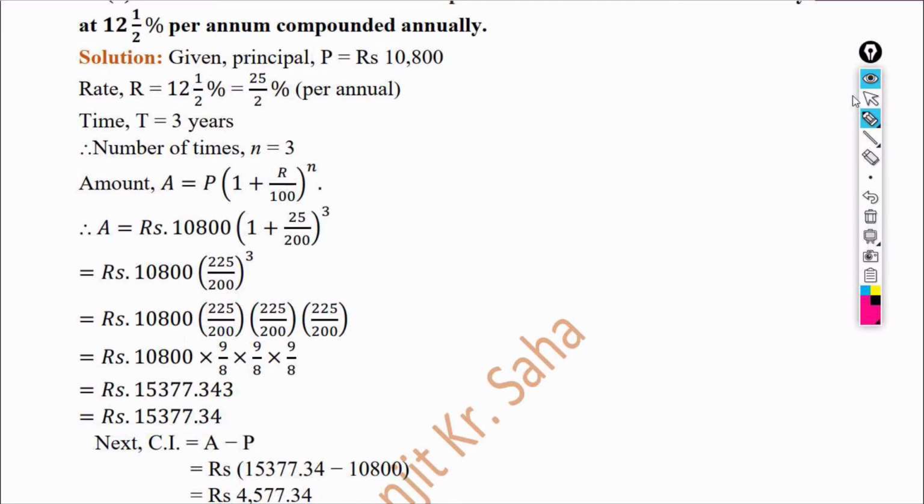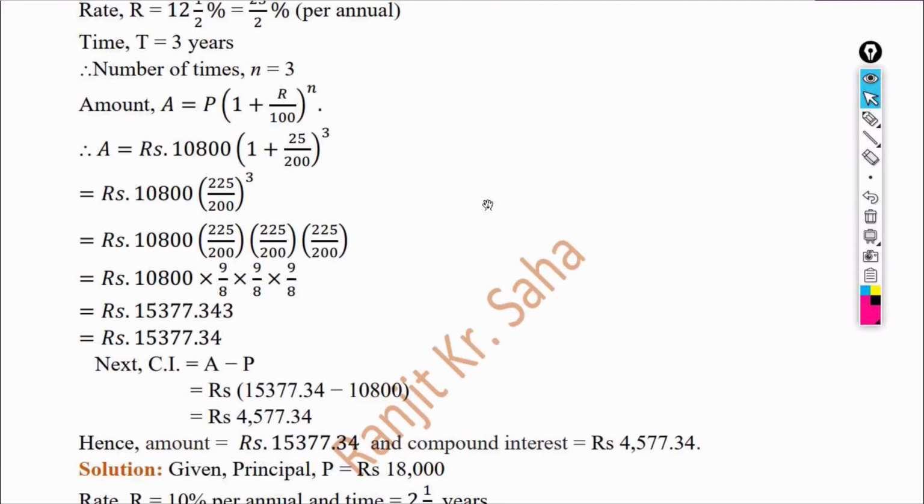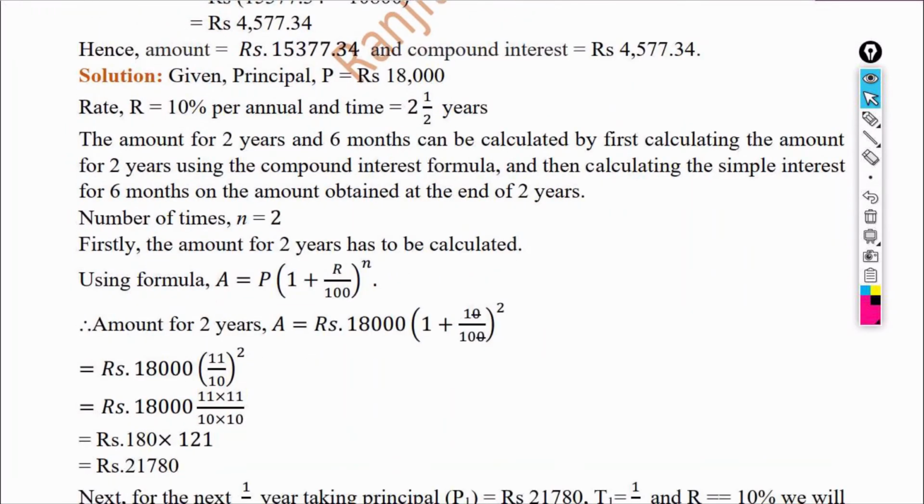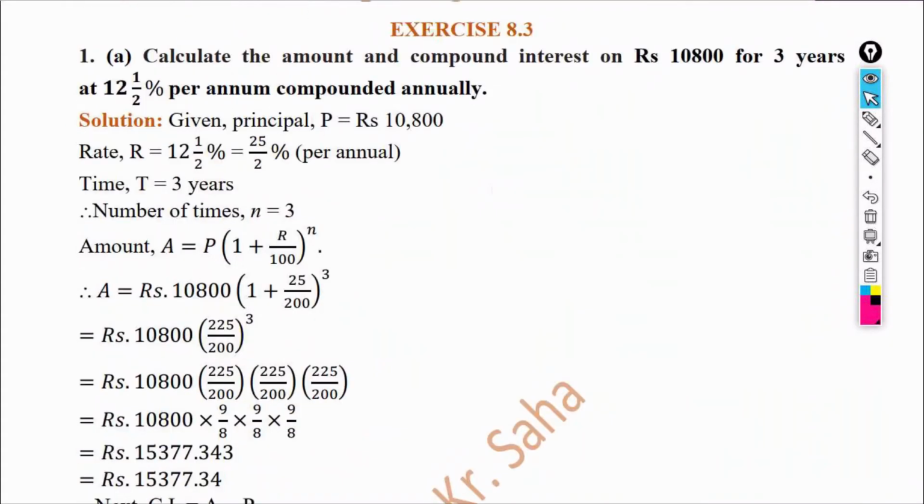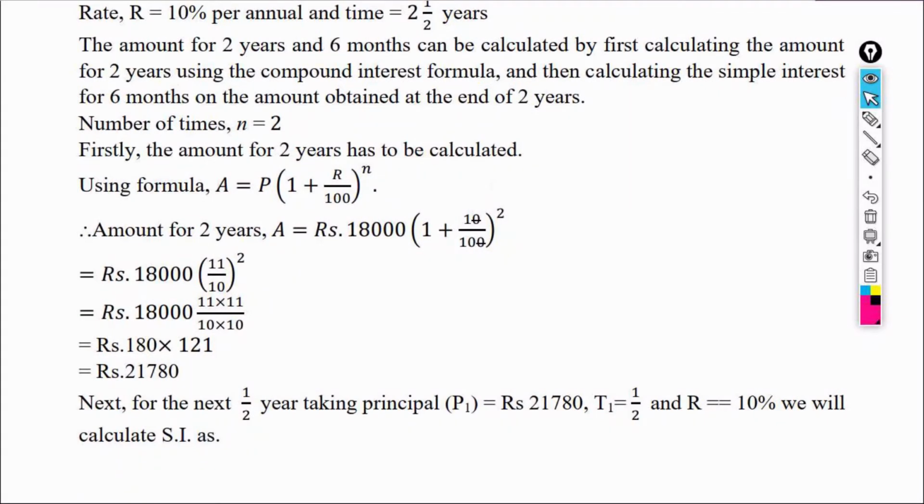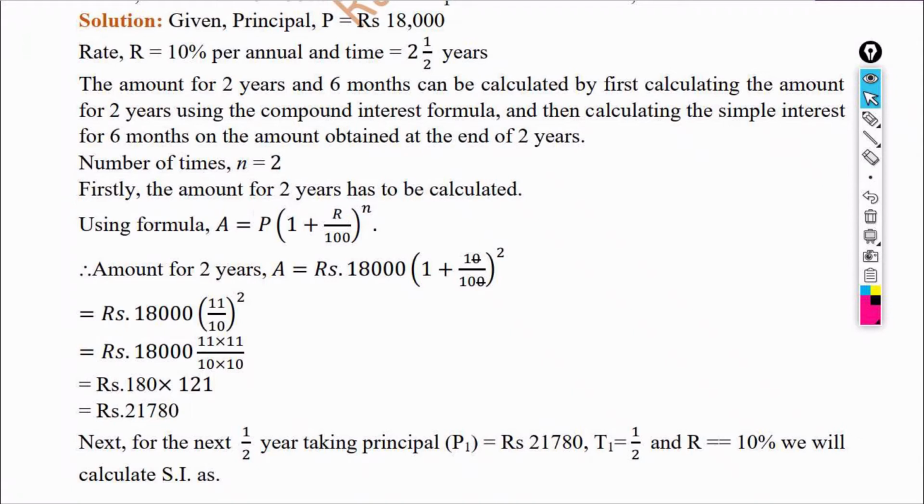Let us come to the next question. Next question is question number 1b, that is you have to calculate compound amount and compound interest for principal 18,000 and rate is 10% per annum and time is 2.5 years, that is not complete years, 2 years and 6 months.